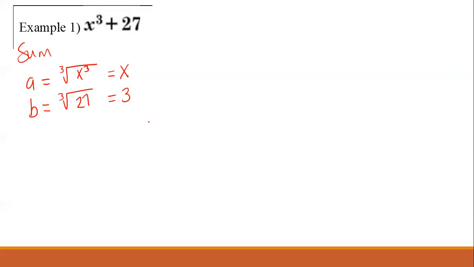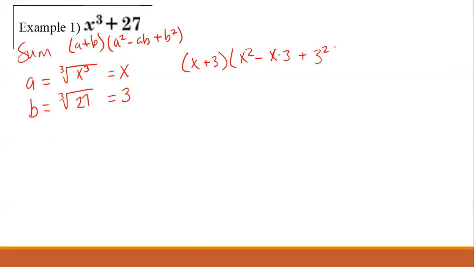And now I just have to plug them into their respective locations. So because it's a sum, I have a plus b times a squared minus a times b plus b squared. And I'm just going to plug them in where they go. So I have x plus 3 times x squared minus x times 3 plus 3 squared. I want you to see that I literally plugged a and b exactly where they went. I'm going to clean this up. So I have x plus 3 times x squared minus 3x plus 9. And that would be my factor.